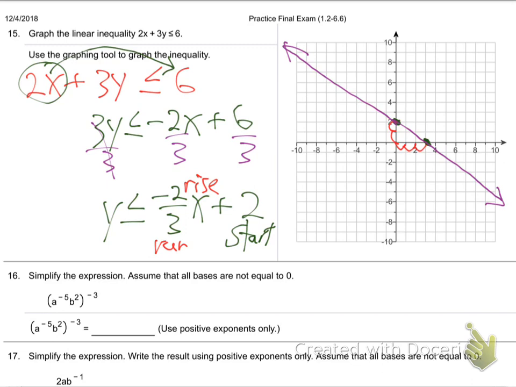Now we have to do the shading. Which side do we shade? It's always by this last y. Right there. Y is less. Lesser is below. Shade below. And there we go. Is that good? And it's a solid bar.